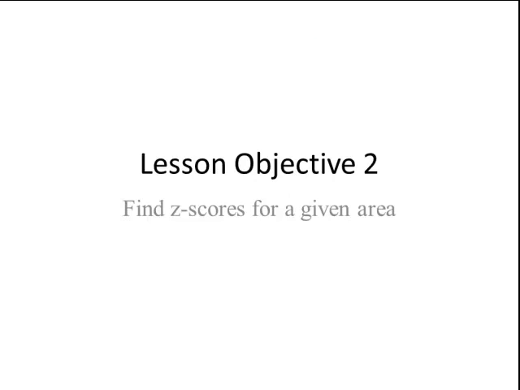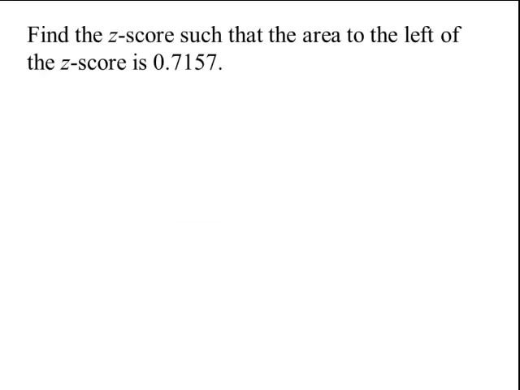Lesson objective number 2. We'll begin with the problem. Find the z-score such that the area to the left of the z-score is 0.7157. Now in this problem we are given area and we're trying to find the z-score. So our first step is we draw a picture.